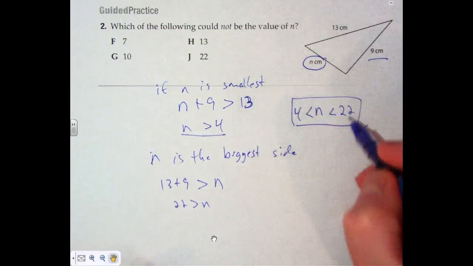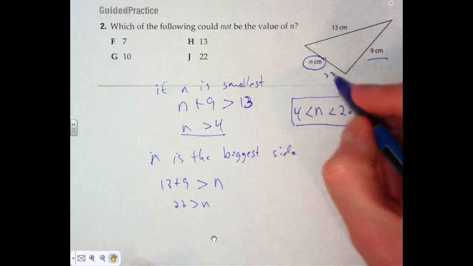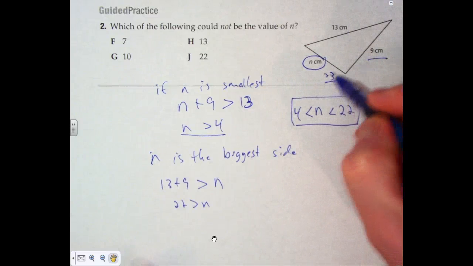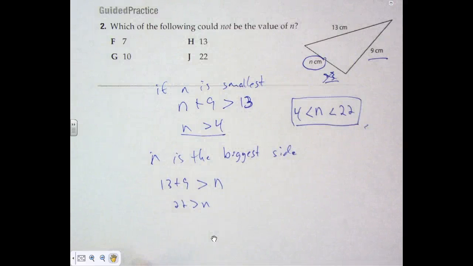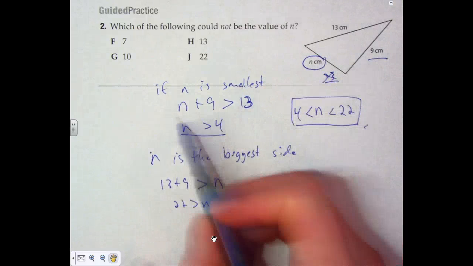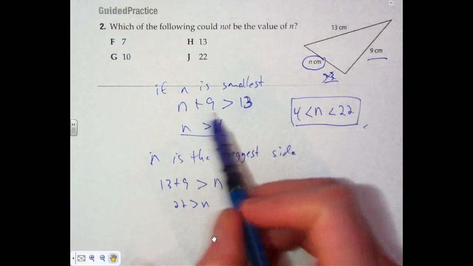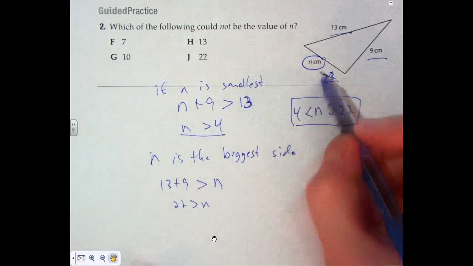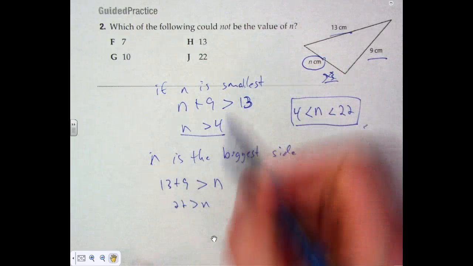Because if n is bigger than 22, say 23, let's imagine for a moment, 13 plus 9 is only 22, it's not bigger than that side, so 23 can't be that side length. So the two things you have to take into consideration is whether this missing side is the smallest side, or actually, I guess middle side even, or whether n is the biggest side, so we'll set those up for those two different inequalities.